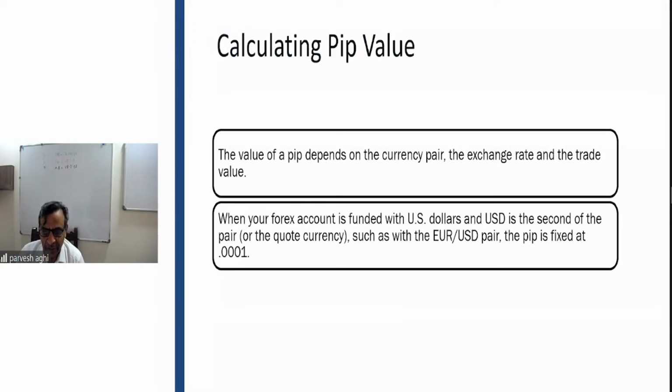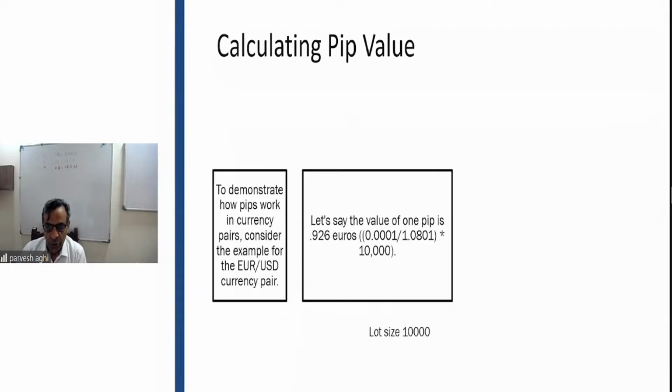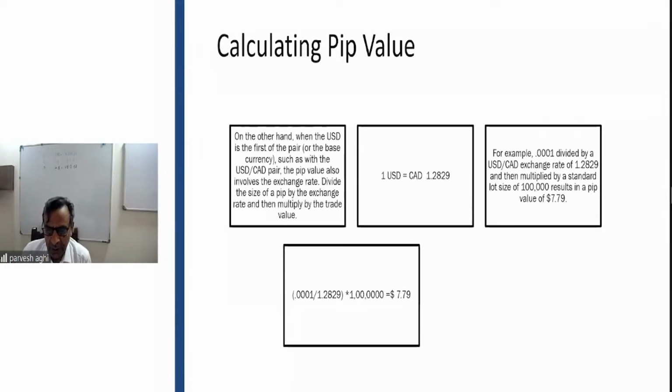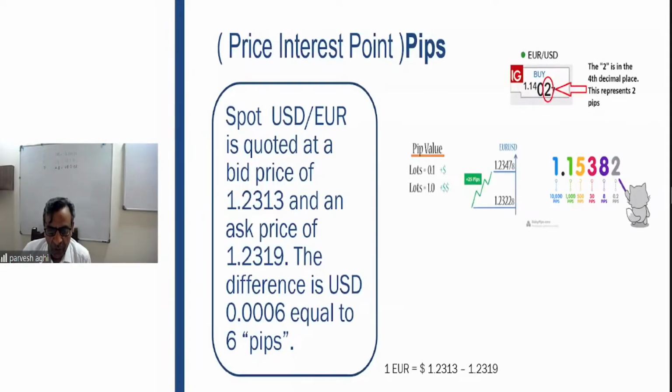Now key takeaways. Foreign currency pairs are quoted in terms of pips, short for percentage in points. Okay, now I'm just going to skip that and show you the last slide. Look at this slide. Spot EUR USD is quoted at a bid price of 1.2313 and the ask price is 1.2319. The difference is 0.0006, equal to 6 pips. Okay, so this is equivalent to 6 pips.